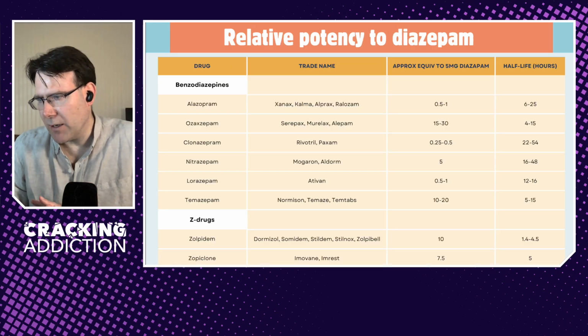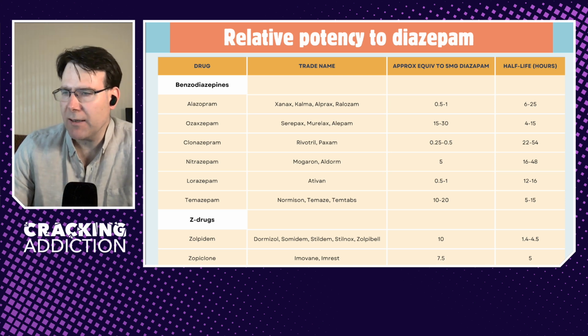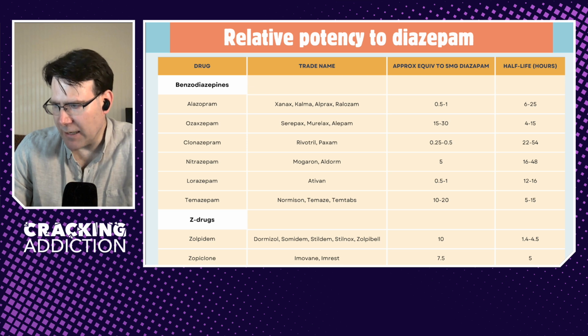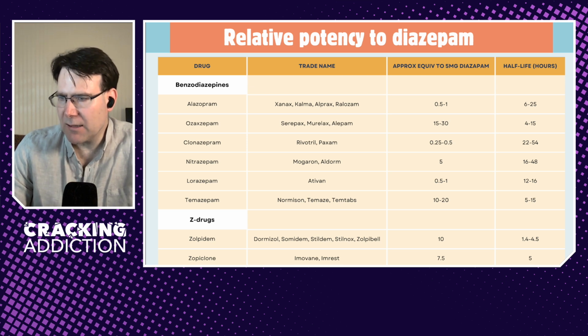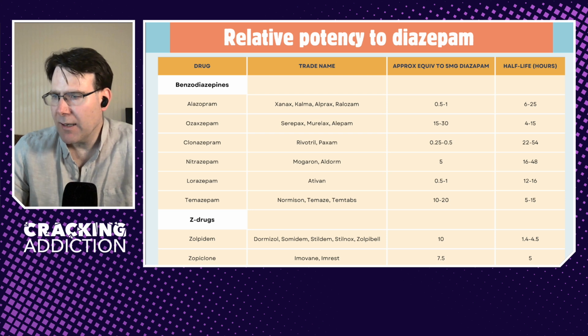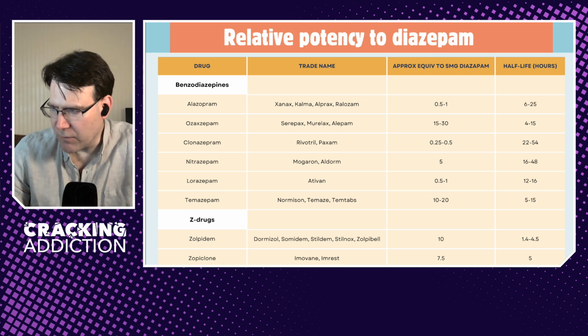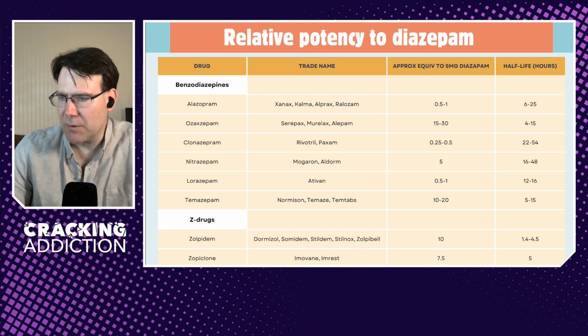So there we have it. We've got the potencies and the half-lives. And just to summarize, the most potent benzodiazepine is Clonazepam, which is 20 times more potent than 5 milligrams of diazepam, followed by Alprazolam and Lorazepam, which are about 10 times more potent. And in terms of half-life, the longest acting would be Clonazepam with a half-life of 54 hours. And the shortest half-life would be either Oxazepam or Temazepam. The Oxazepam's half-life is 4 to 15 hours. Temazepam's half-life is 5 to 15 hours.